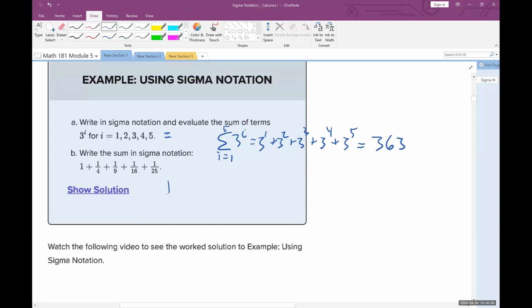So this next one, you can consider it 1 over 1 plus 1 over 4 plus 1 over 9 plus 1 over 16 plus 1 over 25. Now, if we want to index this, so it goes 1, 2, 3, 4, 5, what do you think that expression is going to be? What's happening to those indices at each iteration, each point?